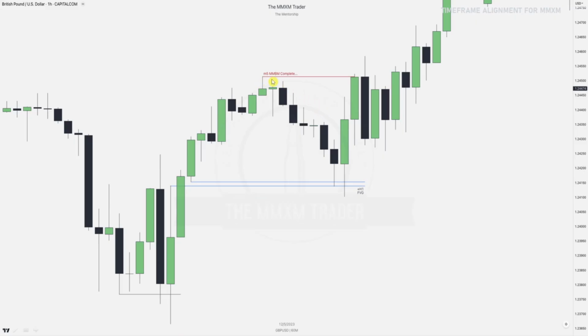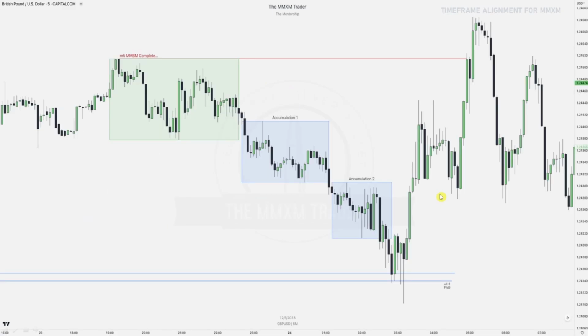Also think about low resistance liquidity, right? Failure swing up here, engineered liquidity. So let's dive into the 5-minute time frame. So we've got this pretty clear consolidation, right? And inside this consolidation, we can also see a failure swing, right? This high and this high, failure swing, this high to this high, failure swing. And then accumulation phase 1 happens, accumulation phase 2, and then eventually we hit that key level, right?